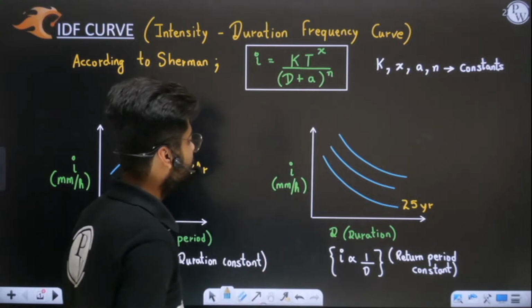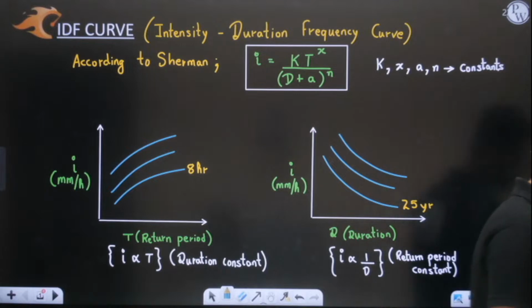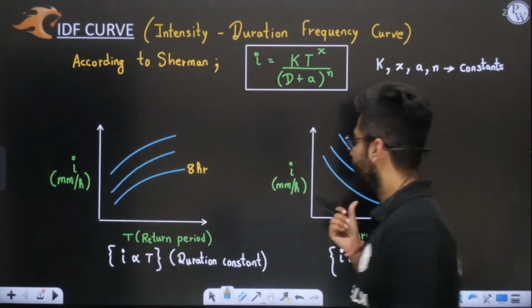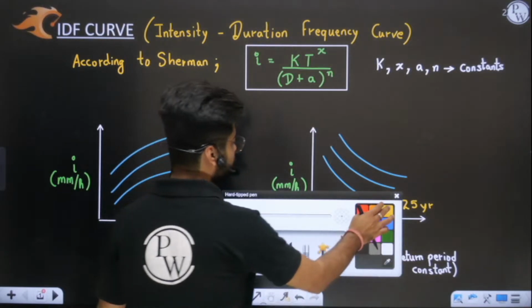These graphs will be like this. Now the very first thing which you have to understand is why, sir, I and D are inversely related to each other. Listen very carefully. I will tell you the logic here.